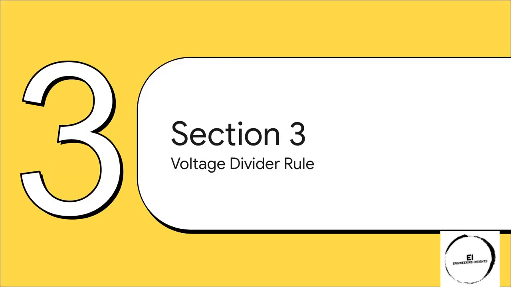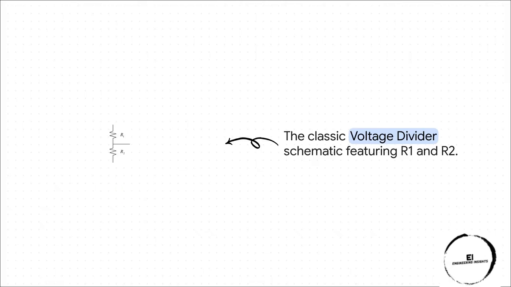Which brings us to section 3, the voltage divider rule. Armed with those two laws, let's check out our most practical tool for taming voltage. This is the exact mechanism you'd use if you needed, say, to make a safe 3 volts out of a 5-volt power supply. It's the classic voltage divider circuit. Notice how we have an input voltage at the top, flowing down through 2 resistors labeled R1 and R2 before hitting ground.